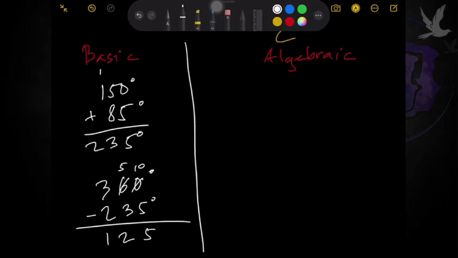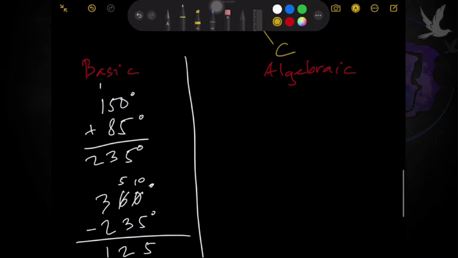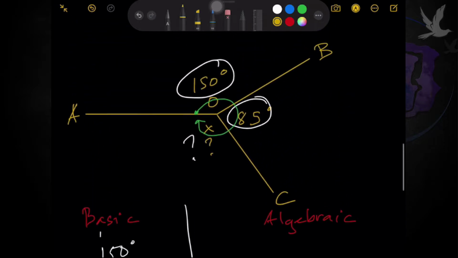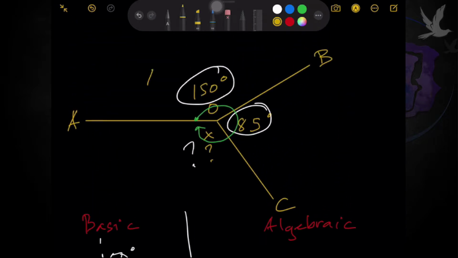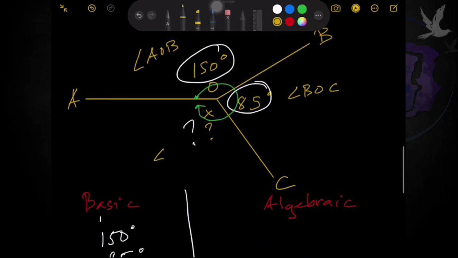Yung basic. Now, how do we do it algebraically? So, again, all you need to do is just to take note of the names. We have angle AOB here. We have angle BOC. We have angle AOC. So, in this case, what we are solving for is angle AOC. I hope that you were able to get the point, yung names natin.